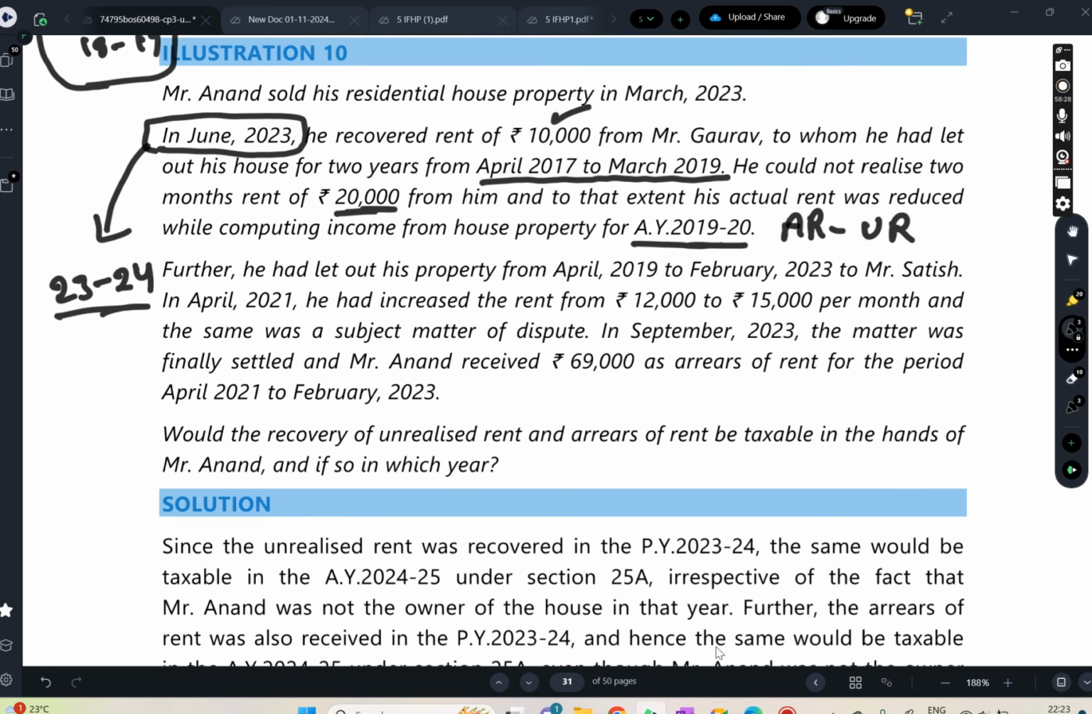Further, he had let out his property from April 2019 to February 2023 to Mr. Satish. In April 2021 he had increased rent from 12,000 to 15,000 per month, and the same was the subject matter of the dispute. In September 2023 the matter was, okay, we'll do this Satish part later. Now let's see about the Anand part right now.